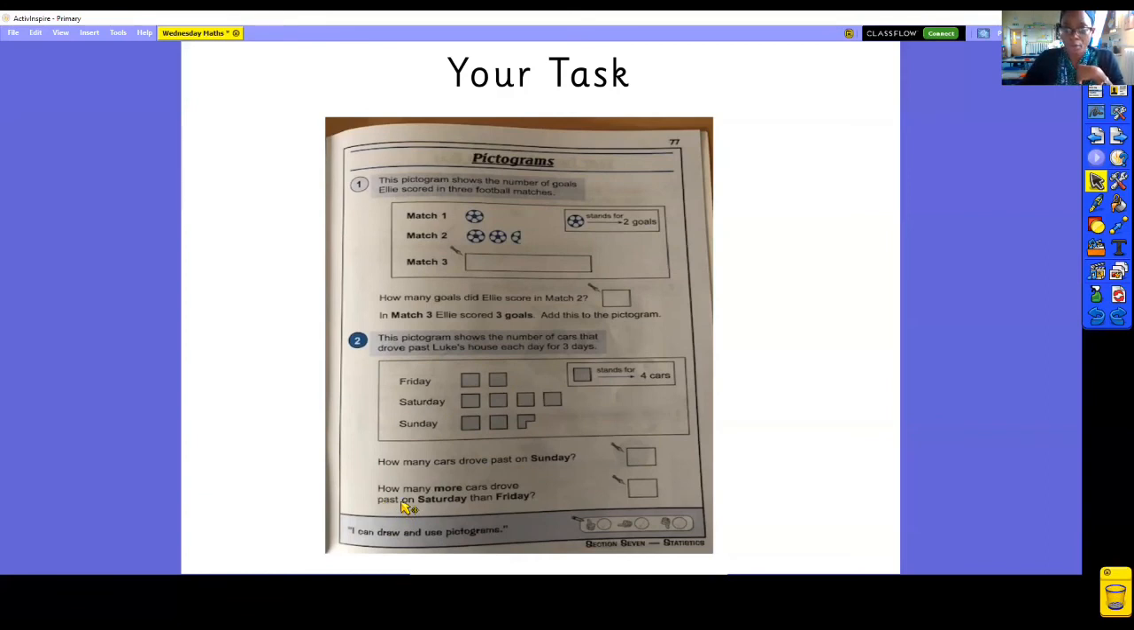Okay, alrighty, so there are your tasks for today in regards to the CGP book. Please do give them a go and then feel free to come back to the video for the answers.